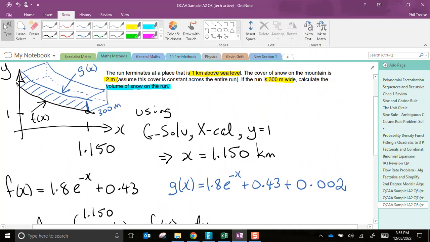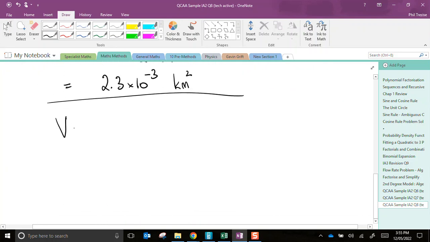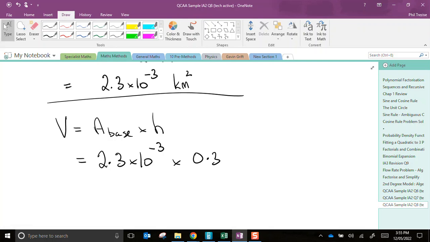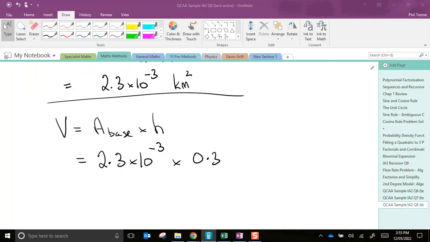To get the volume of the prism, I'll need to multiply by the constant 300 metre width. So here I go. Volume would be the area of the base by the height. That's like a middle school formula, isn't it? So still applies. 2.3 by 10 to the negative 3. And again, if I write 300, I'm consistent with my units. So in kilometres, 300 metres is 0.3. So let's multiply by 0.3. And we get this really small answer, 6.9 by 10 to the power negative 4.